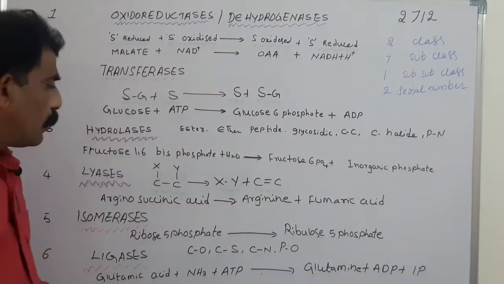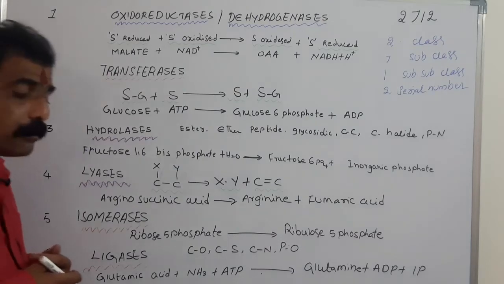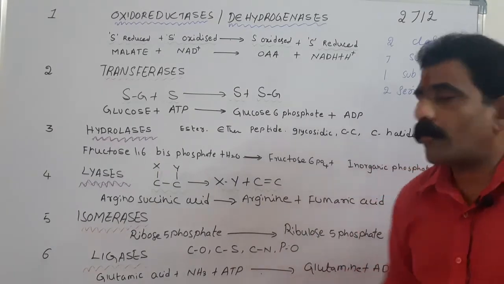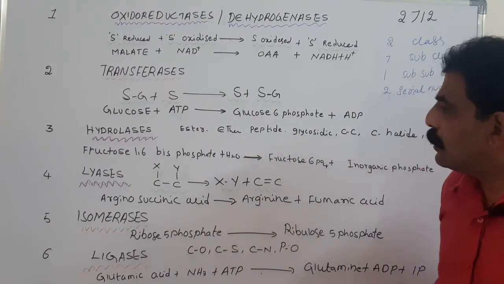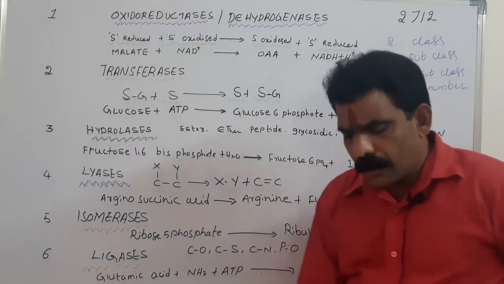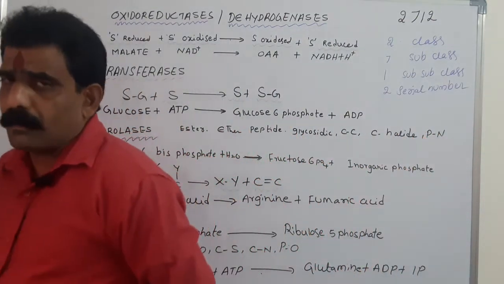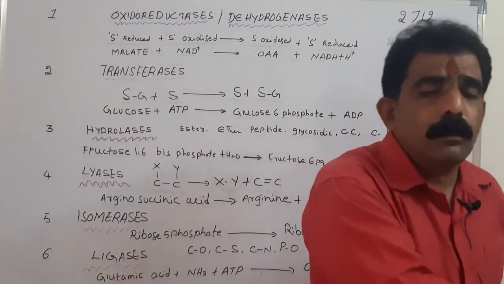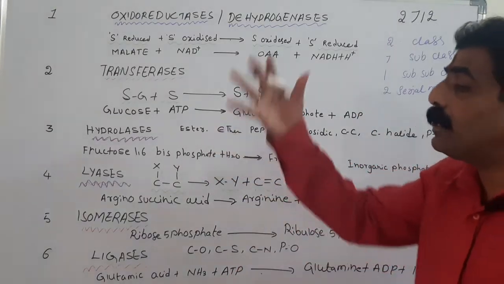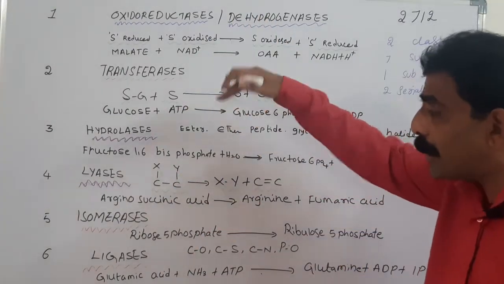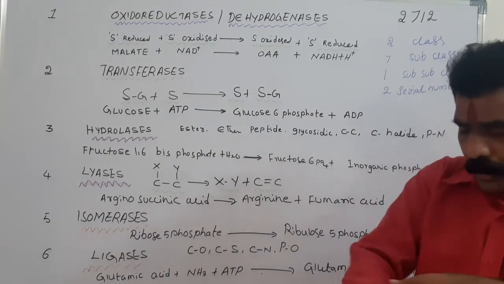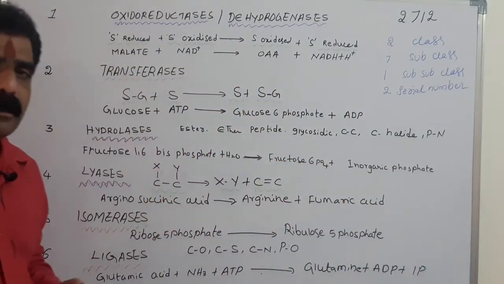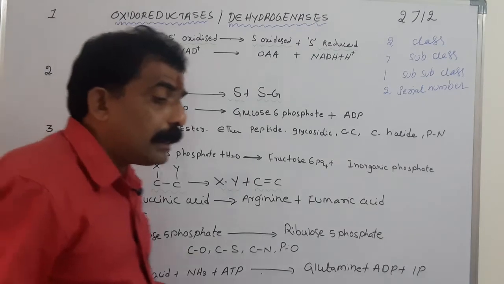But lyases, without utilizing water molecules, meaning by a mechanism other than hydrolysis, remove the groups from the substrates. So same as hydrolases, these are also responsible for the removal of groups from the substrate molecules. But the difference is, without using water molecules, they remove the groups from the substrates. Hence, they leave double bonds. Whereas in the case of hydrolysis, water molecules are used, so double bonds are not formed.